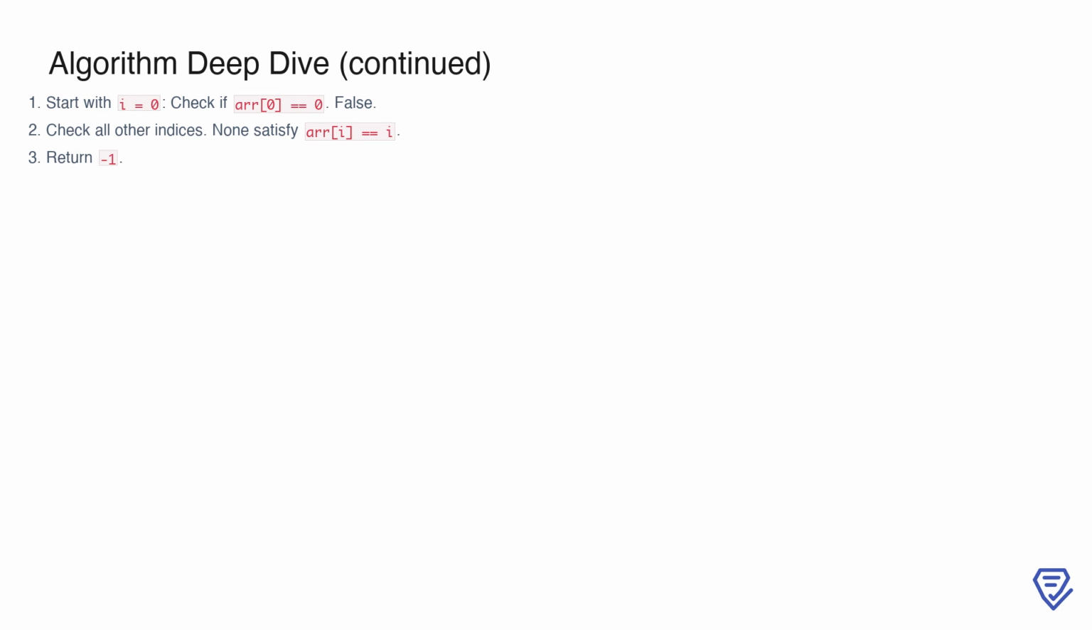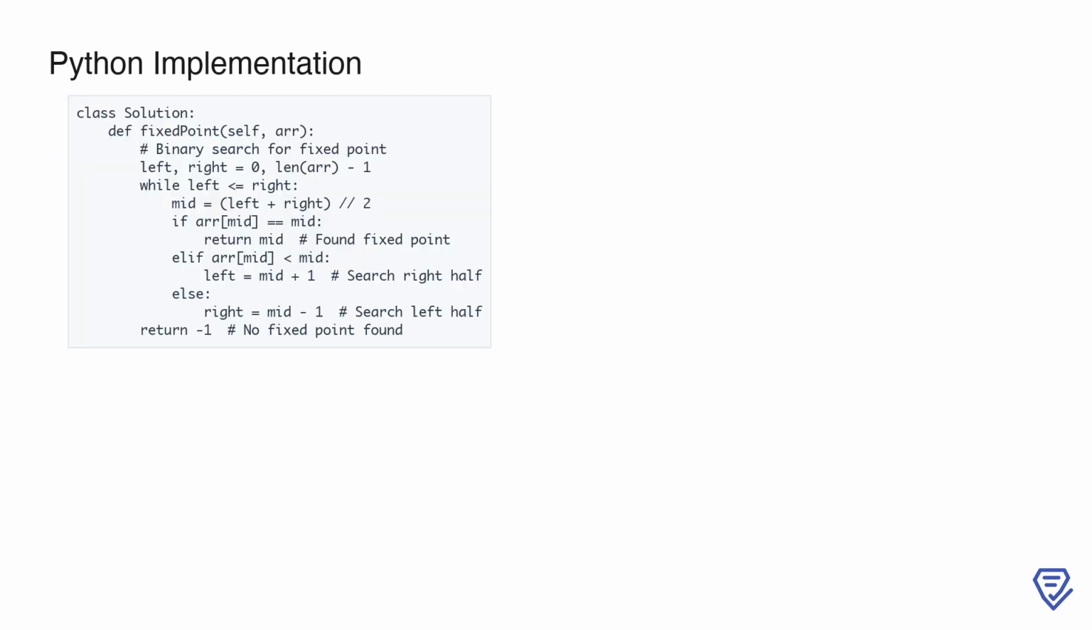This example highlights how the algorithm gracefully handles cases where no solution exists, ensuring correct output in all scenarios. By considering both success and failure cases, we can see that the algorithm is robust and reliable, regardless of the input. The provided implementation solves the problem of finding a fixed point in a sorted array efficiently using a binary search approach. Here's the detailed explanation.